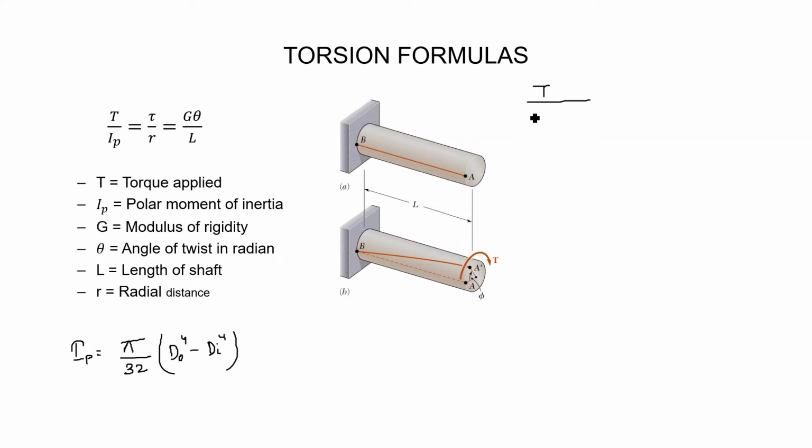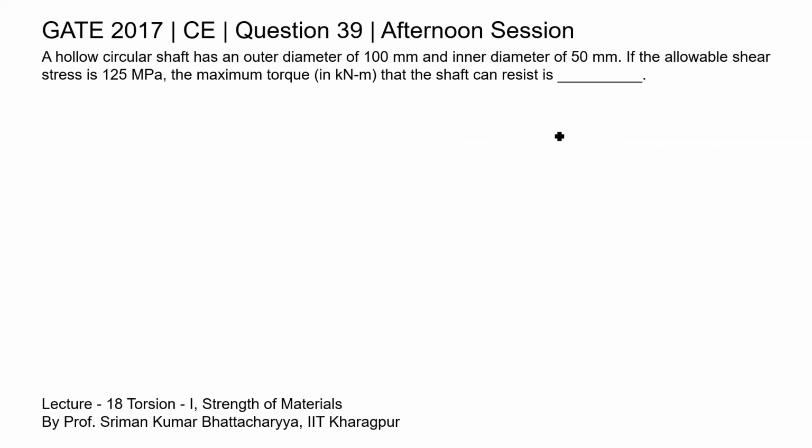So IP we can write as pi by 32. The outer diameter is given 100 mm, and we need to calculate the maximum torque in kilonewton meter. Okay, and allowable shear stress is given as 125 megapascal. So it's better to convert all the units in one unit, means keep all units uniform. So I am converting this mm into meter.